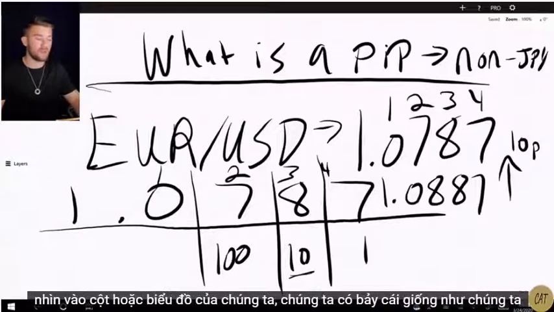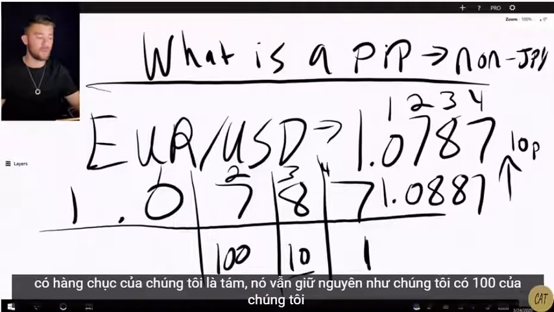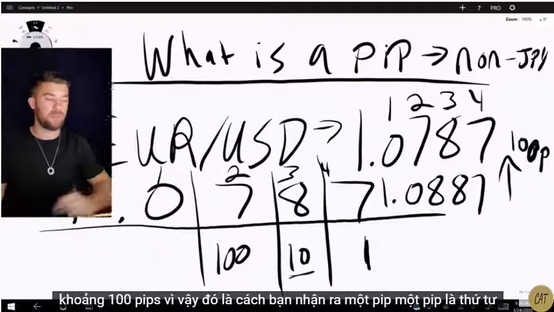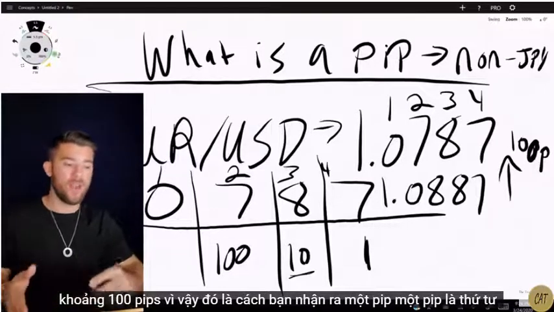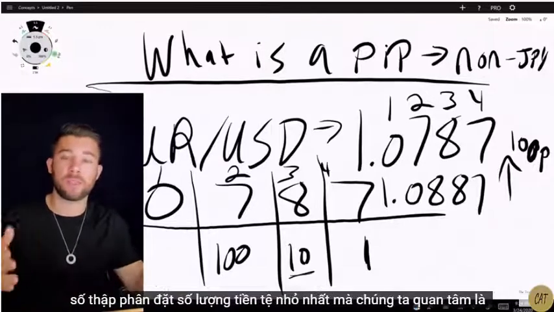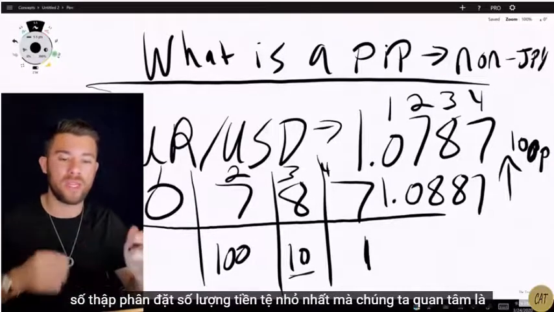Well, let's look at our column, our graph. We have our 1s, the 7, it stayed the same. We have our 10s, which was 8, it stayed the same. We have our 100s, that was 7 and is now 8. That means that the euro dollar went up not by 10, but by 100 pips. So that's the way you recognize a pip. A pip is the fourth decimal place. It's the smallest amount of currency moves that we care about as traders.